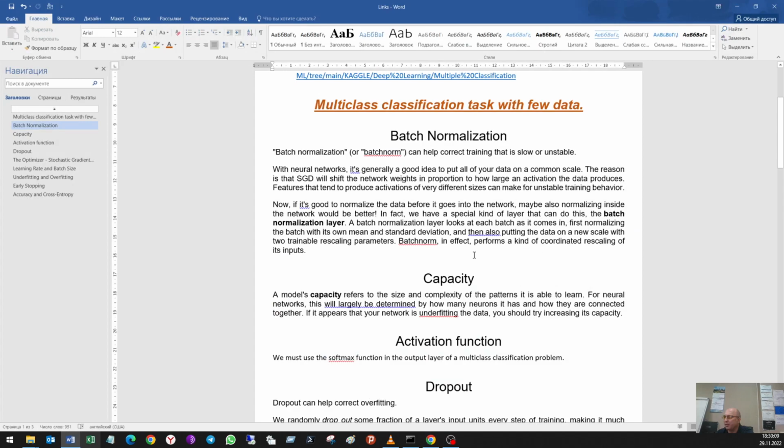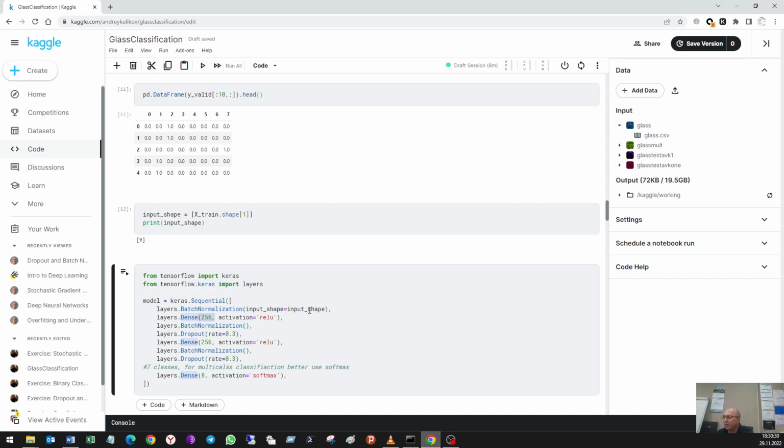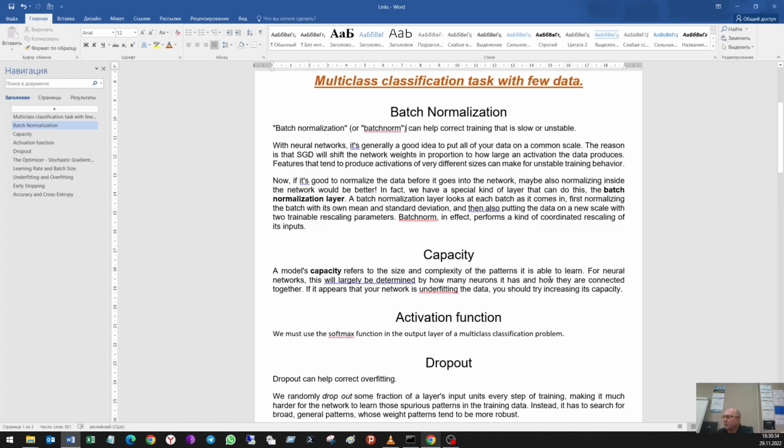What is capacity? A model's capacity refers to the size and complexity of the patterns it is able to learn. For neural networks, this will largely be determined by how many neurons it has and how they are connected together. So capacity is here. If it appears that your network is underfitting the data, you should try increasing its capacity.